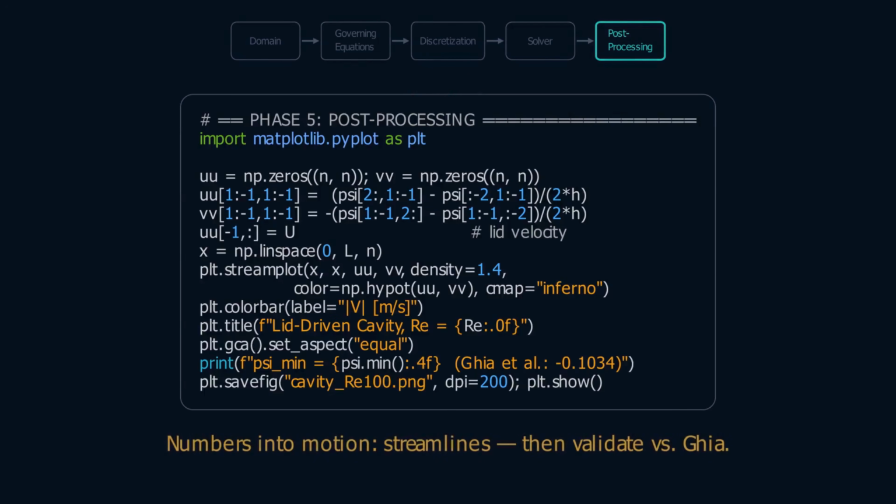Stream plot draws the flow, colored by speed. And one print statement turns this from a pretty picture into science. Our vortex strength lands within 2% of the Ghia benchmark. The 1982 paper every CFD code on Earth is tested against. In a moment, you'll watch that number appear on my real screen.